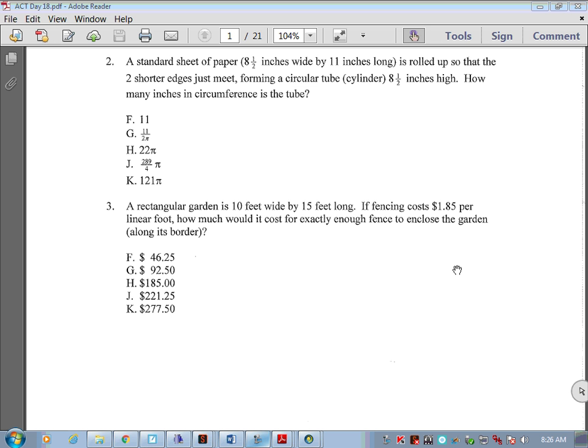What's the circumference? There you go. It's 11. All right. Because the length of the paper becomes the circumference of the circle. All right. Let's see. Did anybody need 1 or 3? 3.